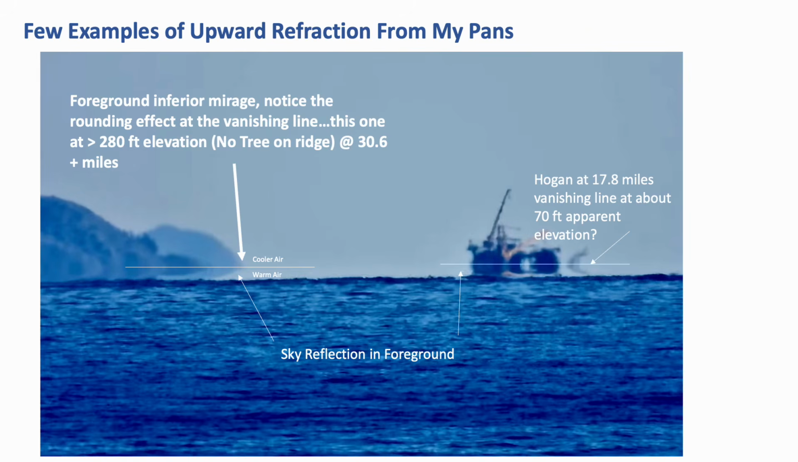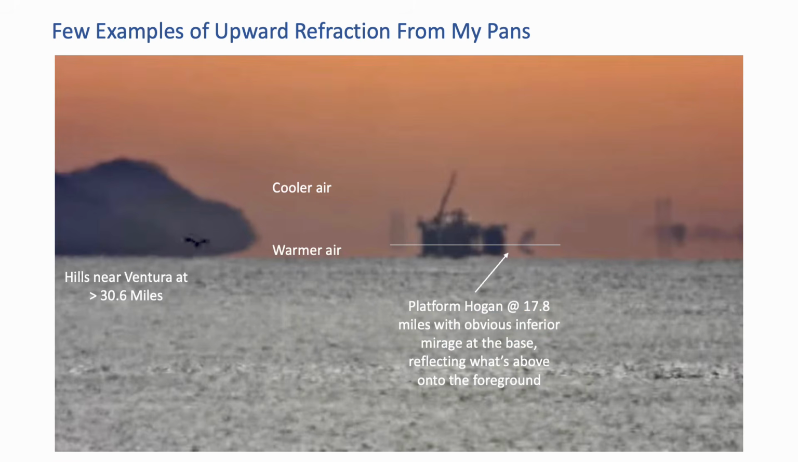Here are a few examples of upward refraction from my pans. In this case, inferior mirage. It's really obvious when you see an inferior mirage. You get the rounding effect on landscape that intersects the waterline. And another example, same place. This one I believe was taken in the morning time. But also you can see that the rig here, the boom on the right, is reflected below. And you get the rounding effect again over here.